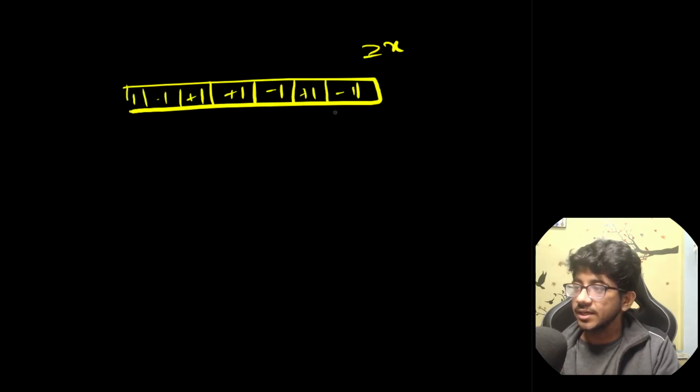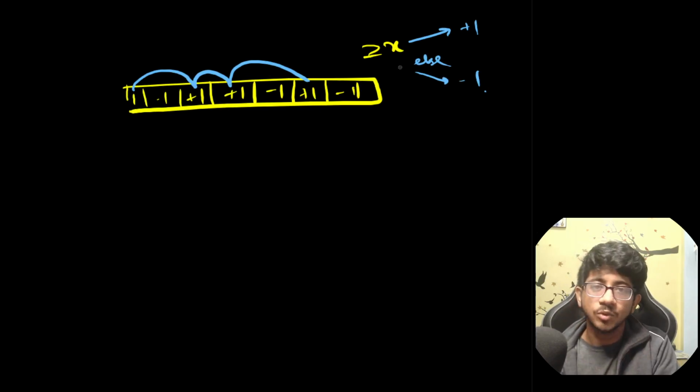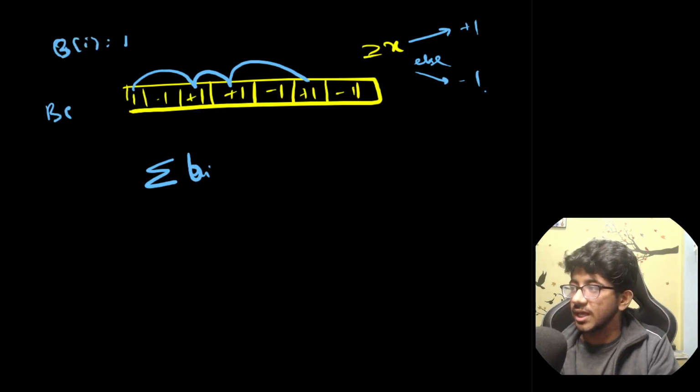And at the end, in this whole subarray, we need to choose elements such that the initial condition is not violated. So anything greater than or equal to x is replaced by +1, or else it's -1, right? And we need to find a subsequence whose number of +1s is more than -1s. So after transformation, let's call this new array b of i. So b of i is nothing but whether a of i is greater than or equal to x or not. Just check this. If it is true, +1, or else it's -1.